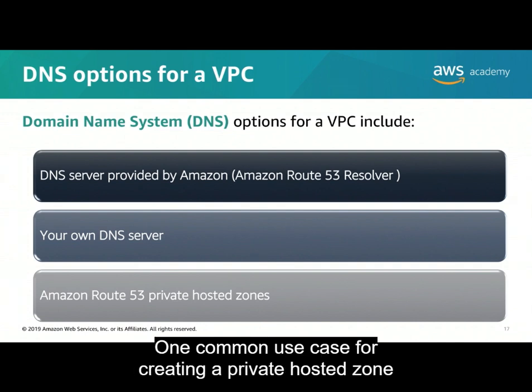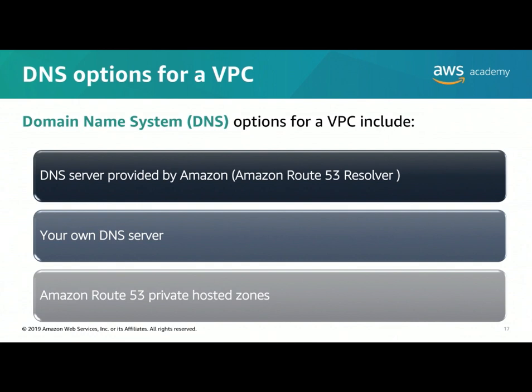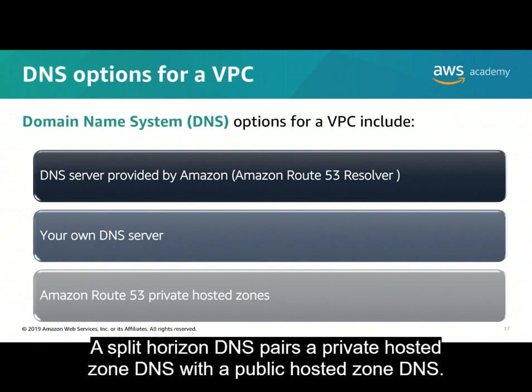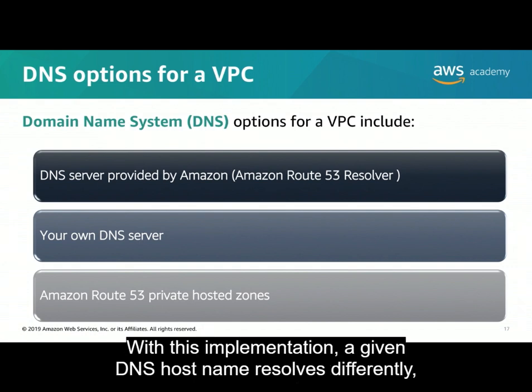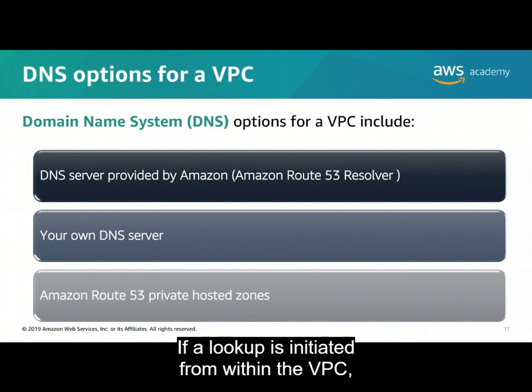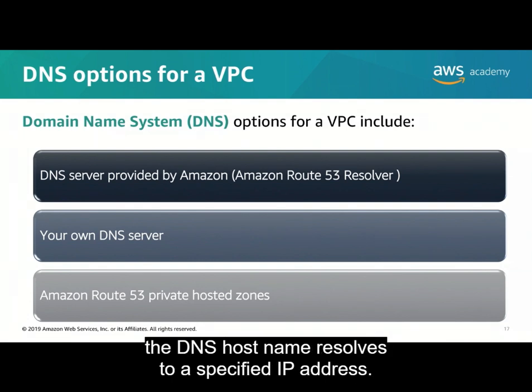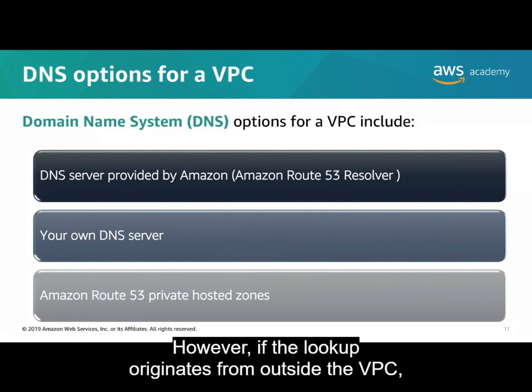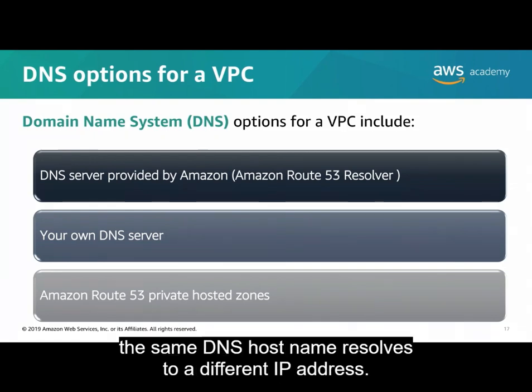One common use case for creating a private hosted zone DNS is called split horizon DNS. A split horizon DNS pairs a private hosted zone DNS with a public hosted zone DNS. With this implementation, a given DNS hostname resolves differently, depending on whether the lookup comes from inside or outside the VPC. If a lookup is initiated from within the VPC, the DNS hostname resolves to a specified IP address. However, if the lookup originates from outside the VPC, the same DNS hostname resolves to a different IP address.